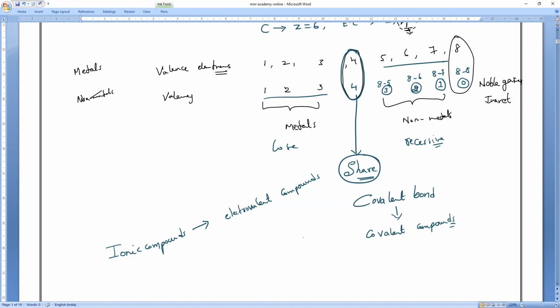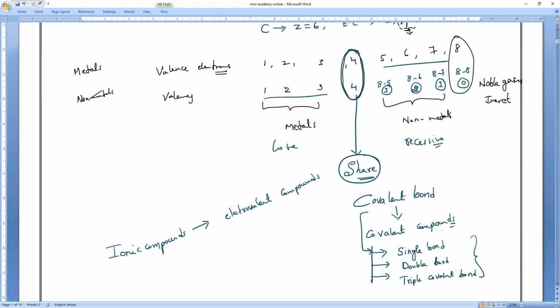Then these covalent compounds, I have taught you three types. Can you tell me what the three types are? Covalent compounds form three different kinds of bonds. What is that? Single bond, double bond, triple bond. Single covalent bond. Next one is double covalent bond. And another one is triple covalent bond. So we have importance of this in the carbon compounds. So these are the three types of covalent bonds.